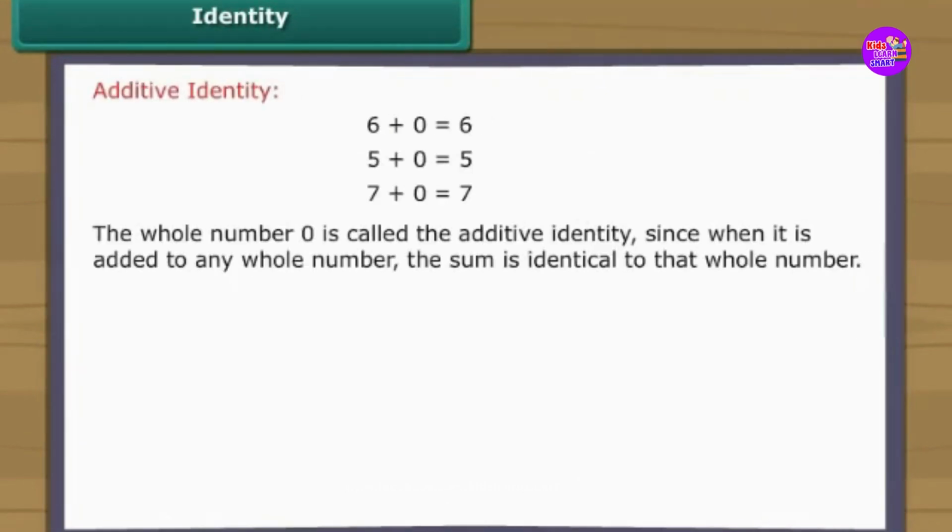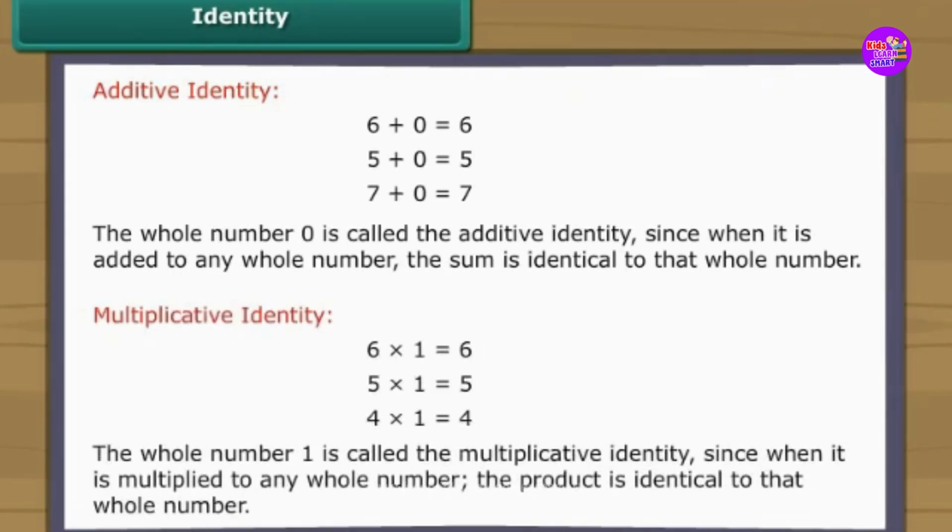Identity. The whole number 0 is called the additive identity. Since when it is added to any whole number, the sum is identical to that whole number. The whole number 1 is called the multiplicative identity. Since when it is multiplied to any whole number, the product is identical to that whole number.